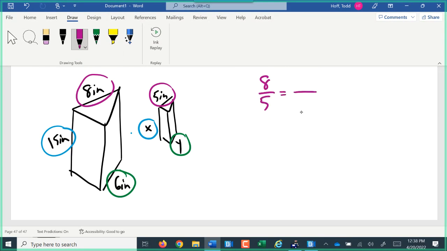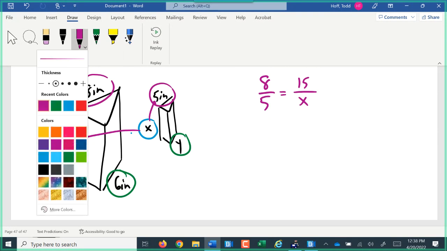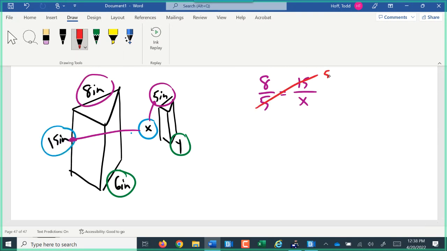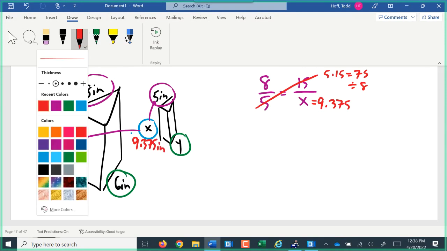To find X, will X go on top with the 8 or on bottom with the 5? It's from the same figure as the 5, so it goes on bottom. What goes above the X? 15 is the corresponding side from the other figure. So we cross multiply. 5 times 15 is 75, divided by 8 gives us X equals 9.375 inches.